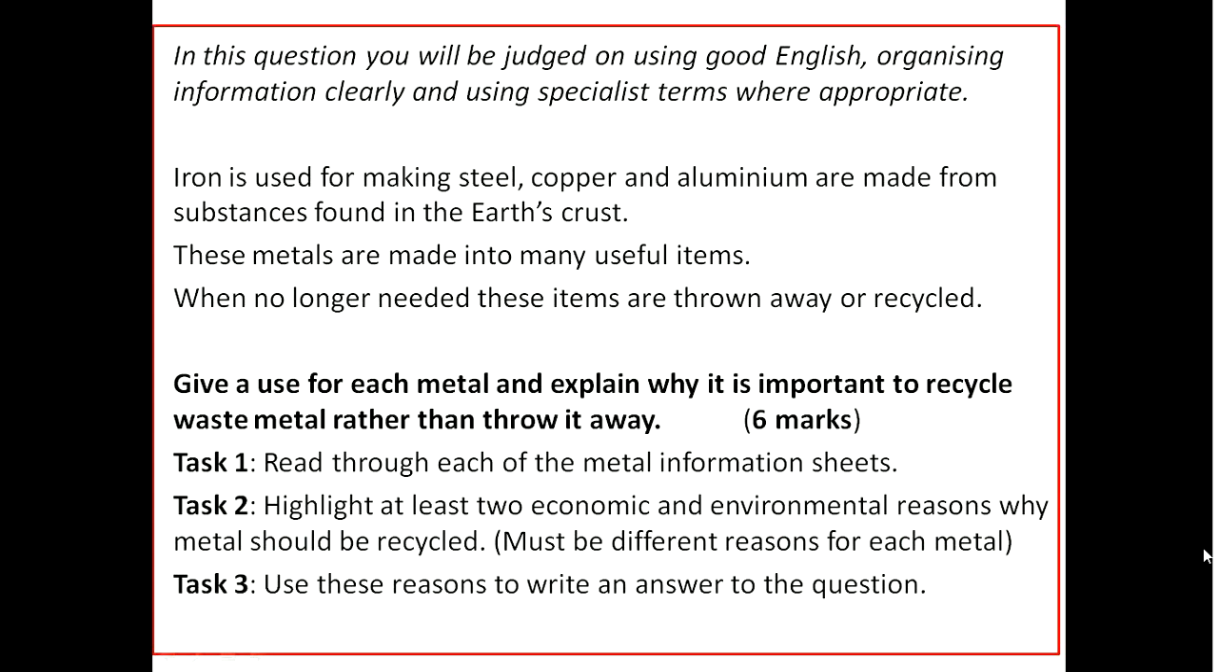Complete this question, which is worth 6 marks. Iron is used for making steel. Copper and aluminium are made from substances found in the Earth's crust. These metals are made into many useful items. When no longer needed, these items are thrown away or recycled.